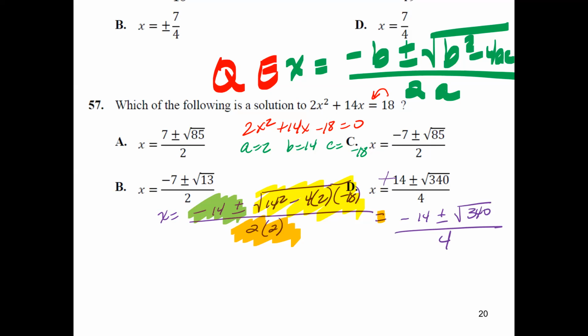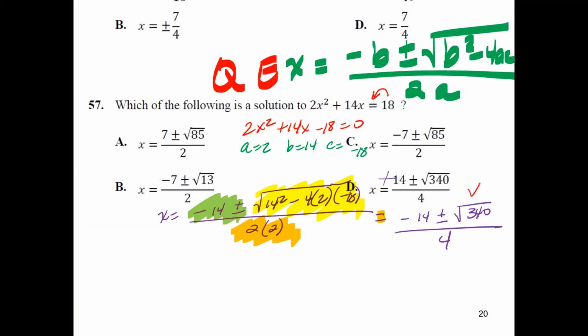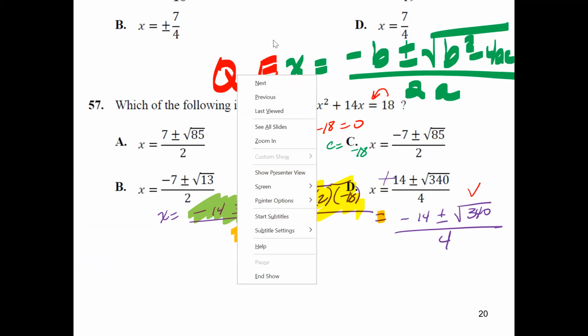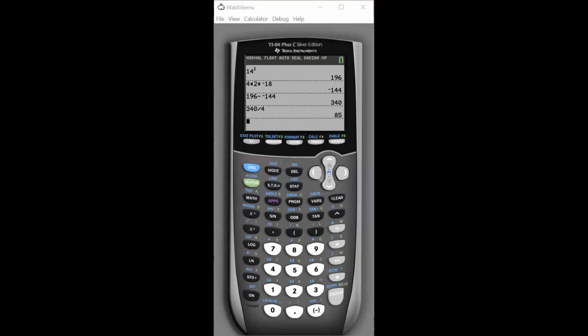So obviously that means I have to do something with the square root. Like I can go ahead and break it down a little bit more. So going back to my calculator, 340 divided by 4 is 85. Do you guys see that? So 4 times 85 is 340. So I'm going to put square root of 4, square root of 85.